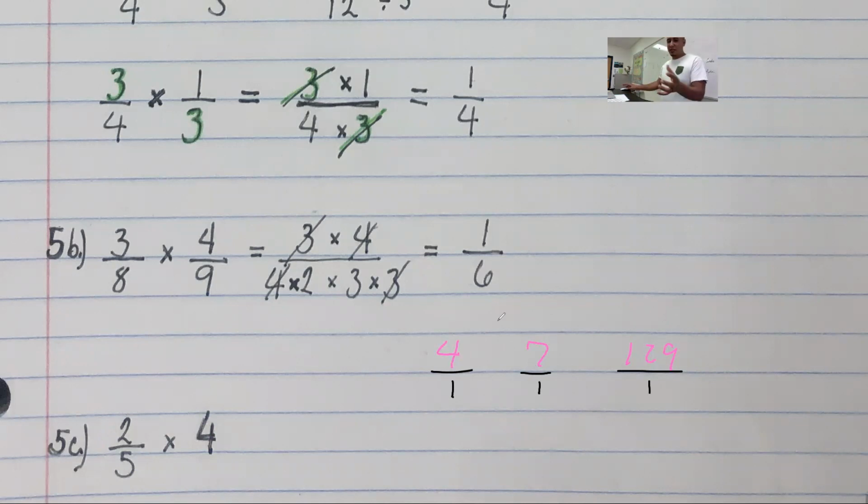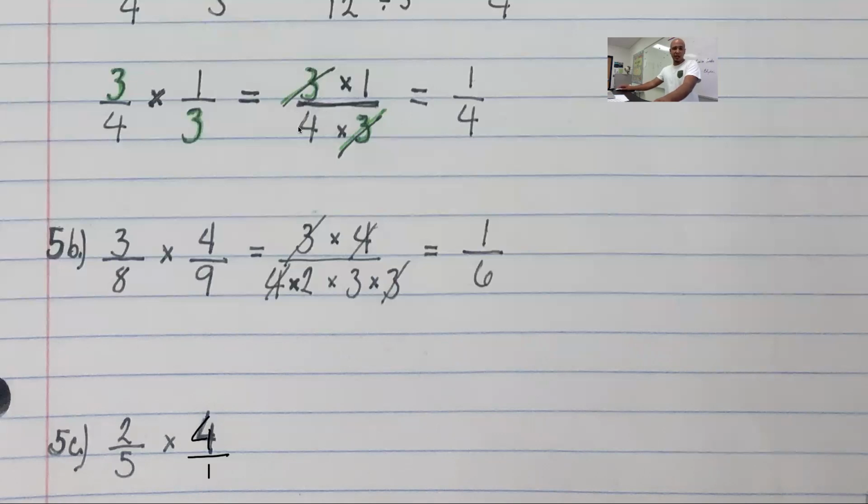We don't always write it down because it's redundant. Remember that fraction means division. Well, notice what happens when I divide. 4 divided by 1 is 4. 7 divided by 1 is 7. 129 divided by 1 is 129. So it doesn't make a difference. And so we just have to remember that whenever you have a whole number, that is the numerator actually, and it has a denominator of 1.